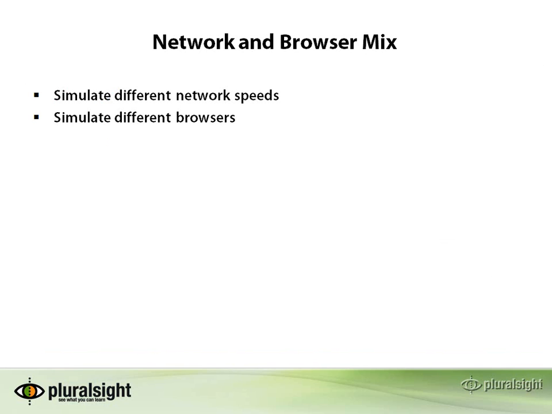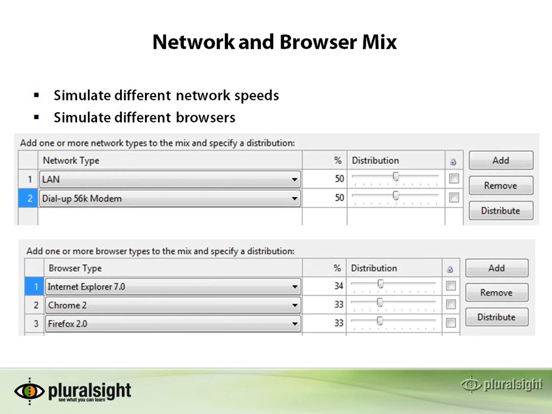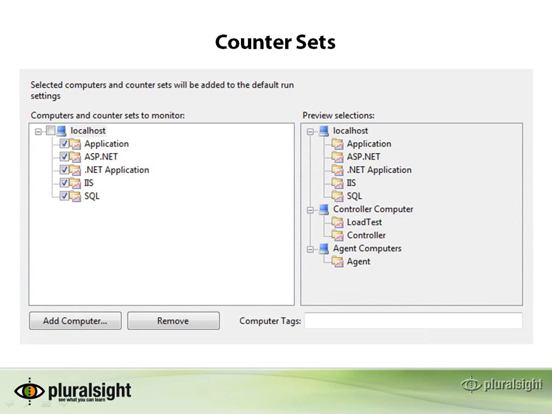As you continue through the load test wizard, you'll have the opportunity to choose to simulate different network connection speeds for your virtual users as well as different browsers. This can be important depending on how your application is set up to perform. For network speeds, you can set options such as local area network or dial-up or anything in between. And for browsers, you have a number of different options to choose from as well. You can set the distribution of these network and browser types similar to how you set the distribution for percentage-based tests.